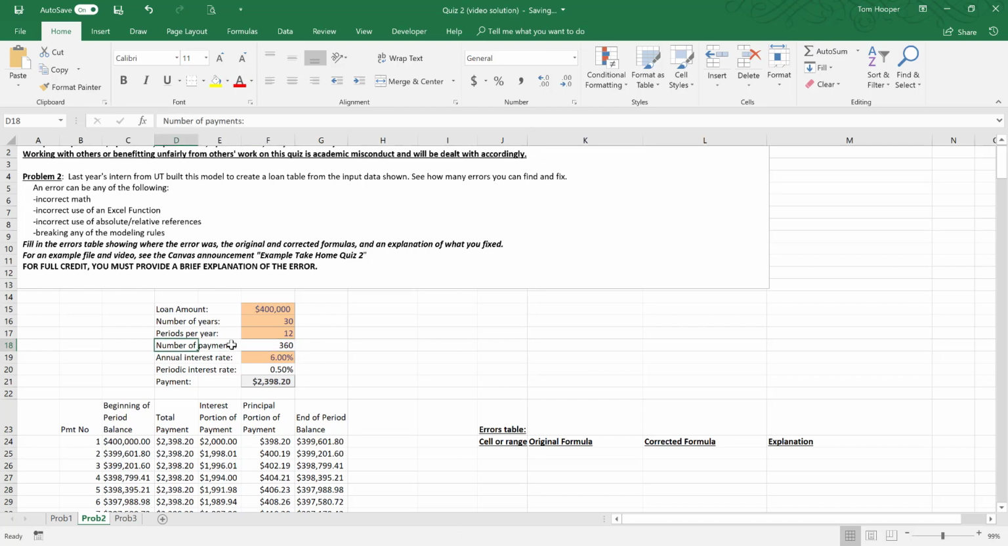When we look at what it is, it's the number of payments, which of course would be the number of years times the period per year. So we need to make that a formula. Okay, our input for interest rate is in fact an input. It's a value. That's good. Periodic interest rate, same situation as above. That should simply be the interest rate divided by the number of periods in a year, because that's how banks determine the periodic interest rate on loans.